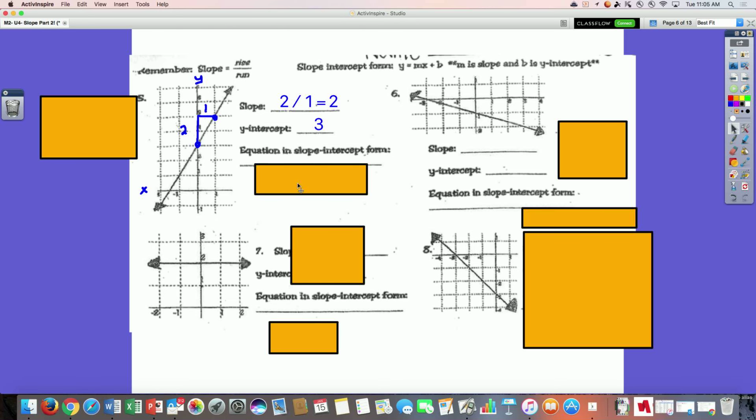Y equals mx plus b. So y equals slope 2x, b is the y-intercept. Y equals 2x plus 3, and there's my equation.